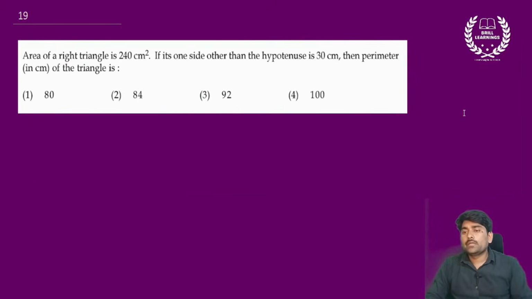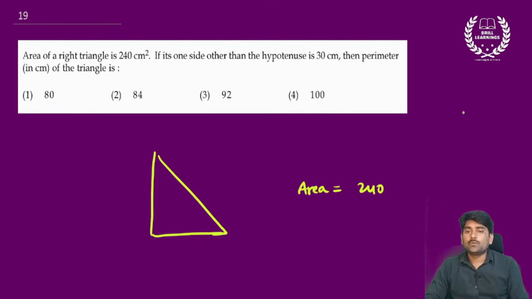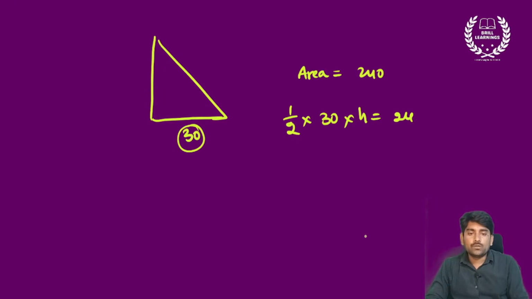Area of a right angle triangle is 240 centimeters square. Draw a right angle triangle here. So the area of this triangle is 240. One of the sides other than the hypotenuse is 30 centimeters, and we need to find the perimeter. So what is the formula for area? Half into base 30 into height. Height we don't know, but they have given the area, which is equal to 240.